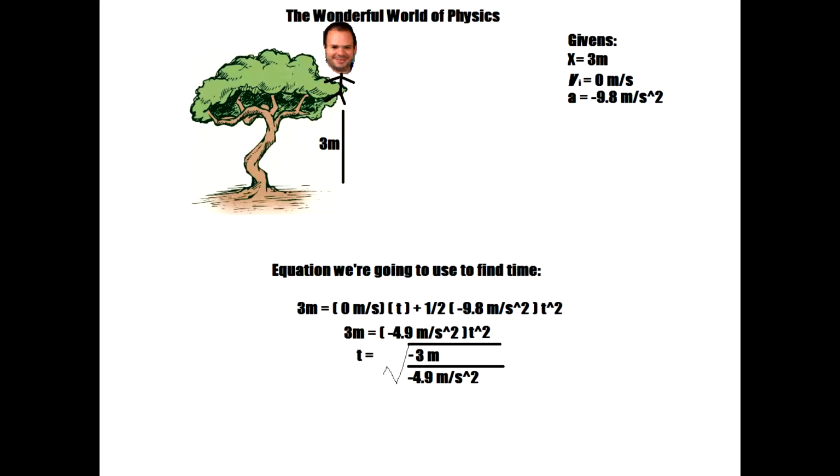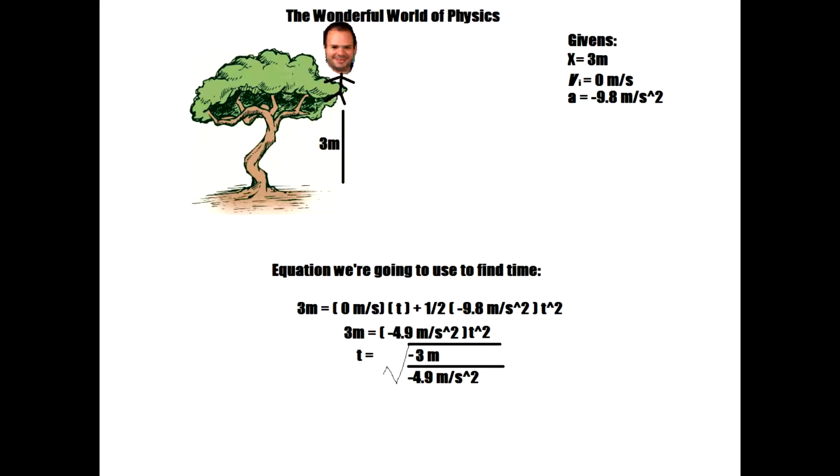Now to get t, we move the negative 4.9 meters per second squared over to the left side of the equation by dividing everything by negative 4.9 meters per second squared. And then we take the square root. We take the square root because we're looking for t, and the variable we have right now is t squared, as you can see in the second equation.